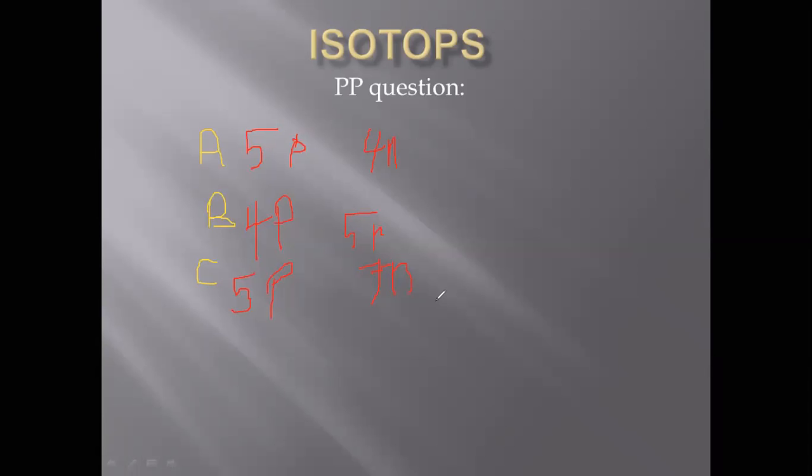Ali, which pair are isotopes? A and C. Why? Can you tell me why? Because the number of protons is the same and the number of neutrons is different. Yes. What is the number of protons and neutrons in A? A has 5 protons and 4 neutrons. And C has 5 protons because it's the same, and 7 neutrons. Yes. Thank you, Ali. You are correct. Good job.